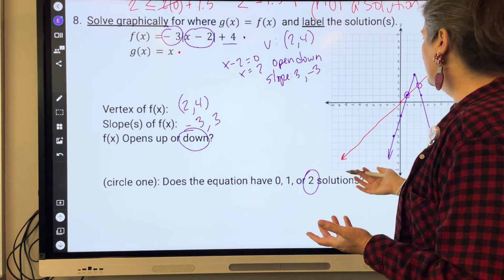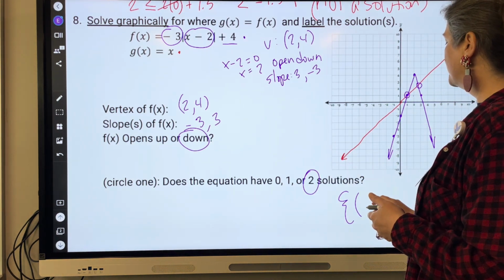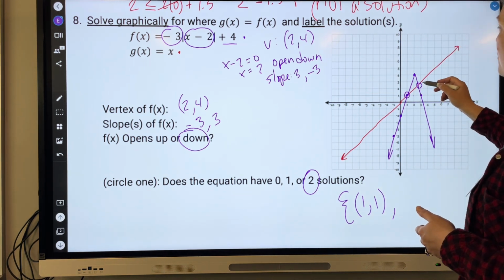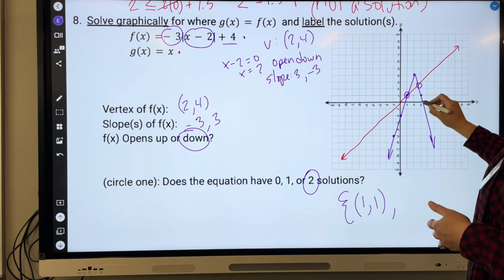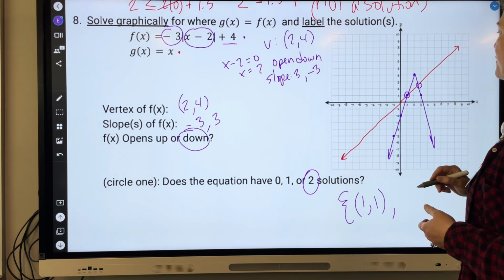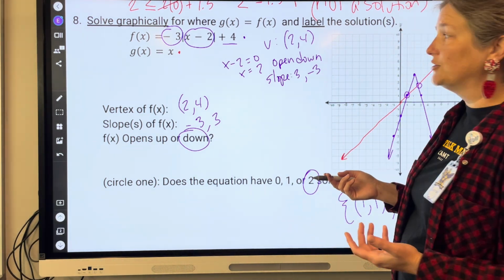So if I'm going to make my solution set, one of the solutions is 1, 1. The other one, I don't know what it is. It's going to be somewhere between 2 and 3, and the y value is going to be somewhere between 2 and 3. So not knowing exactly where that is, I might have to solve algebraically.